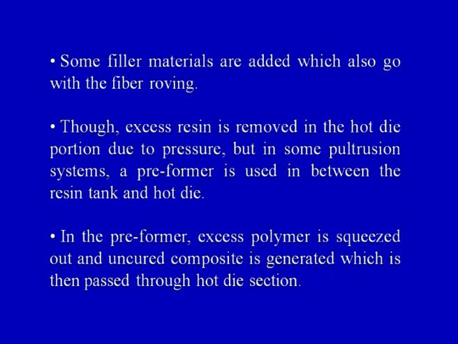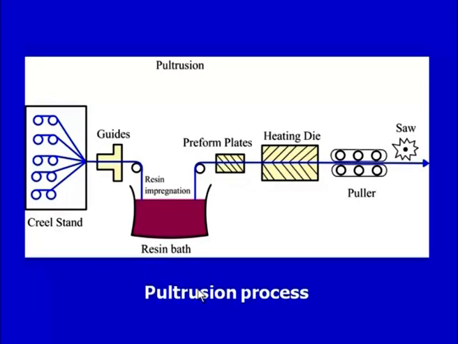So, the excess resin is removed in the hot die portion due to pressure, but in some pultrusion systems a preformer is used in between the resin tank and the hot die. We have already discussed the utility of using a preformer. In the preformer, excess polymer is squeezed out and the uncured composite is generated, which is then passed through the hot die. So, this we have already seen in the previous slide. This is just a revision to highlight the role of the preformer, that why a preformer is used, and we should lay emphasis on removing the excess resin before entering into the heated die, because we want a fiber rich composite. Now, this is the simplest diagram of the pultrusion process.